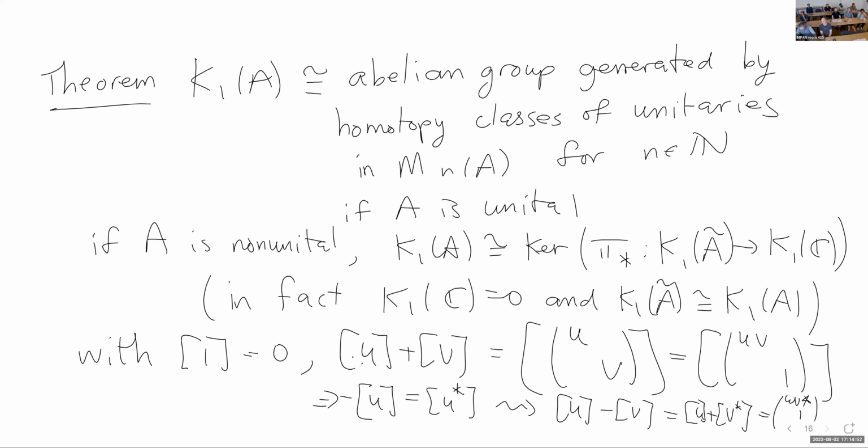Typically it depends on what you're trying to do exactly. But typically, when one thinks of K1, they think of this as the group of homotopy classes of unitaries in the algebra. That's what people think about when they think of K1. So let me mention some examples. I already stated one, that K1 of the complex numbers is 0.